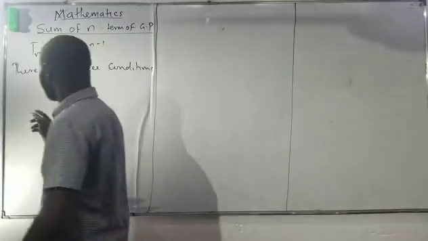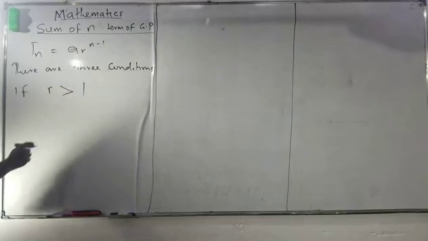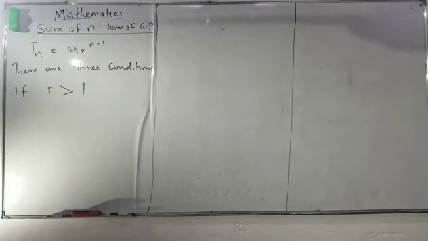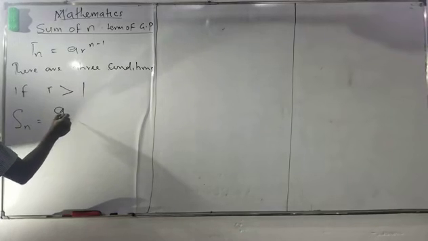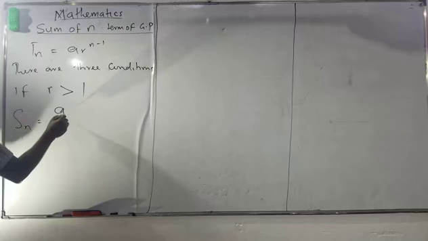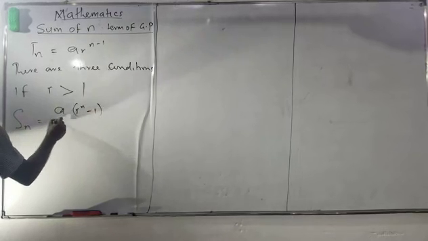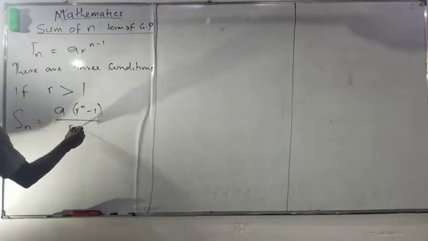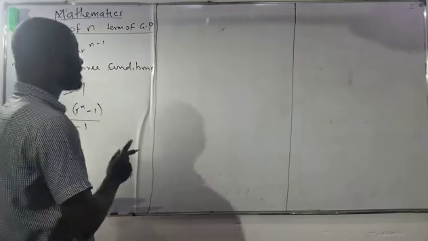Now, the first one is what? If r is greater than 1. That is the first one. It means once r is greater than 1, the sum of the sequence will be equal to a times r raised to power n minus 1, in brackets, divided by r minus 1. Please take note that this is for r greater than 1.